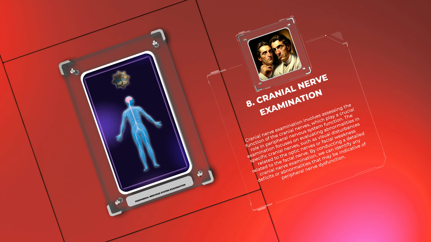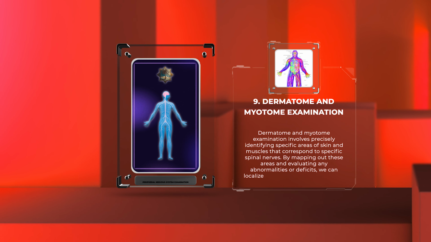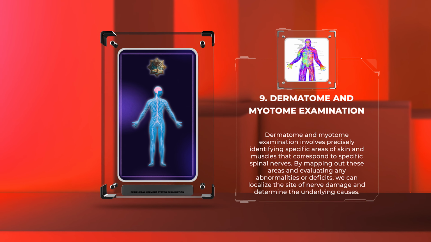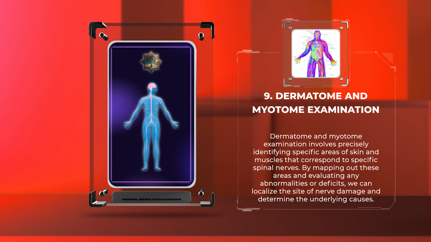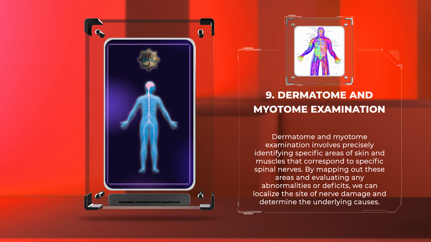nerve dysfunction. Dermatome and myotome examination involves precisely identifying specific areas of skin and muscles that correspond to specific spinal nerves. By mapping out these areas and evaluating any abnormalities or deficits, we can localize the site of nerve damage and determine the underlying causes.